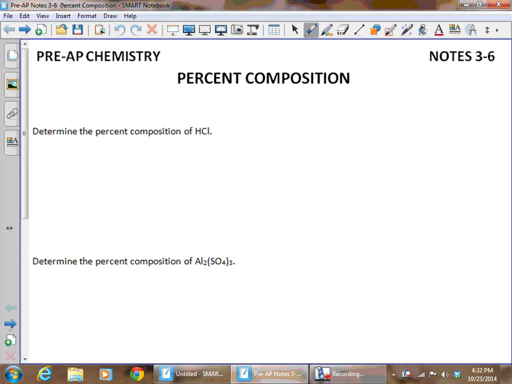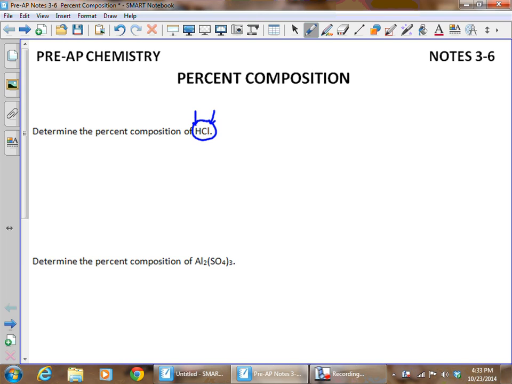Today we want to talk about percent composition. Percent composition, when we're dealing with compounds, we're first taking a compound like, for instance, HCl, and finding out the percentage of both elements in that compound, both the hydrogen and the chlorine in this case.